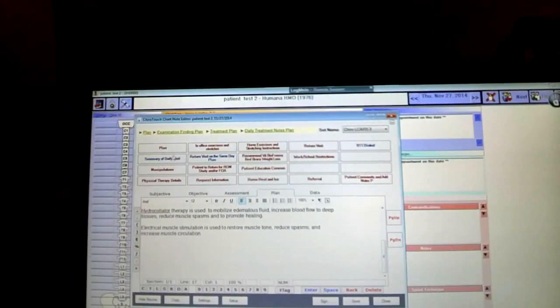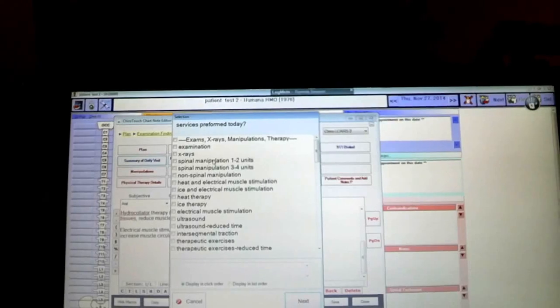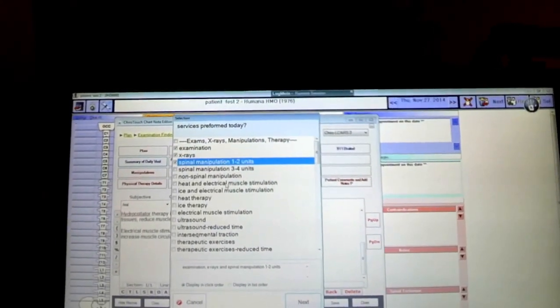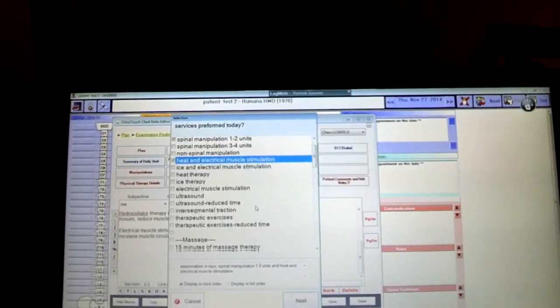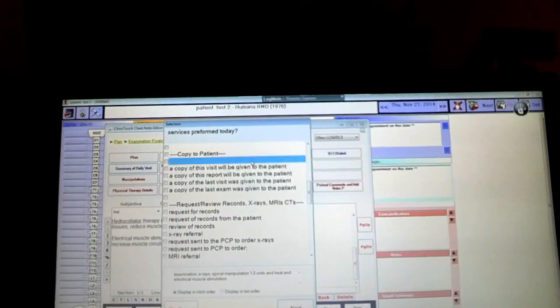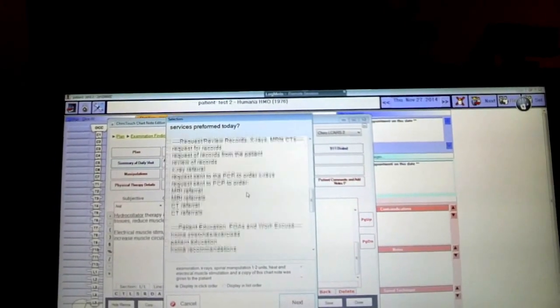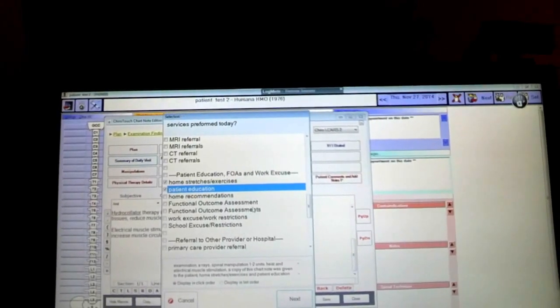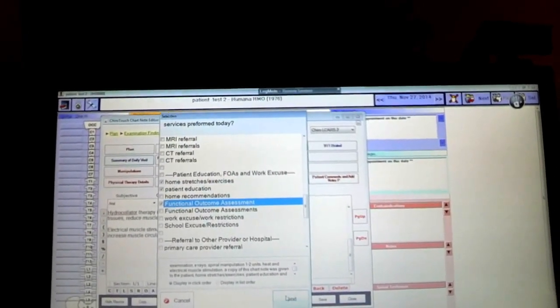Our daily notes is going to say what we did. We're going to summarize what we had done today. We did an examination, we did an x-ray, we did a manipulation, and let's say we're going to do muscle stim and heat on this individual. We also had them fill out a copy of a functional outcome assessment. We're going to give them a copy of this because we're going to give them exercises and patient education, and then from there we had them fill out a single functional outcome assessment.